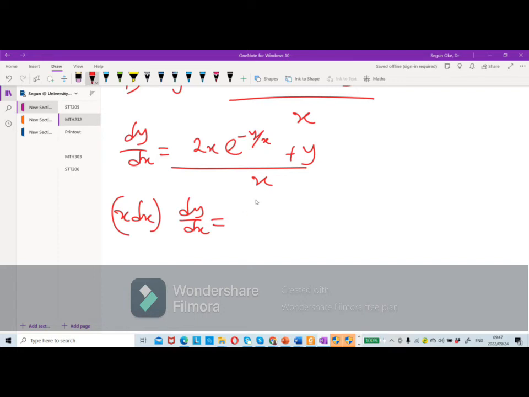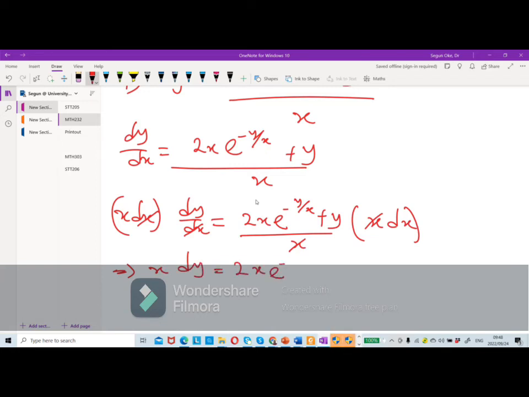Equals 2x exponential minus y over x plus y divided by x multiplied by x dx. So this will cancel this. Then this will go with this. So at the end of the day, I have x dy equals 2x exponential minus y over x plus y, all dx.